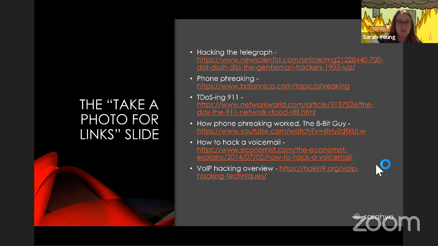So this is the take-a-photo or take-a-screenshot slide for links. There's a couple of articles there. Some of these I used to create this talk. I'd really recommend, if you have a spare half an hour, listening to How Phone Phreaking Worked by a gentleman called the 8-Bit Guy. He did quite an in-depth talk about that. But there's loads of material online about these things. If it sparks your interest, go and learn something more about it.